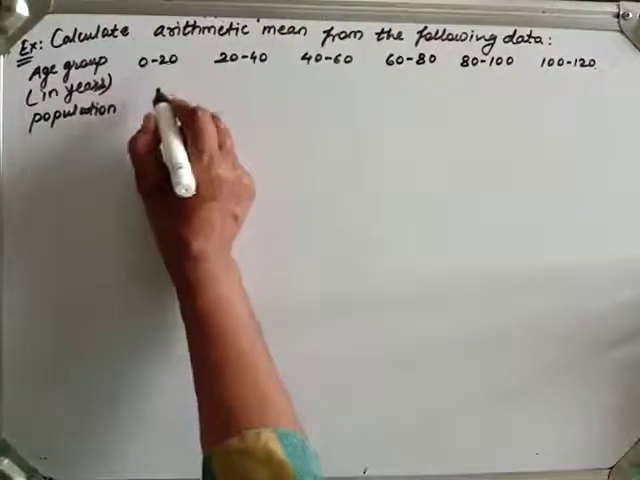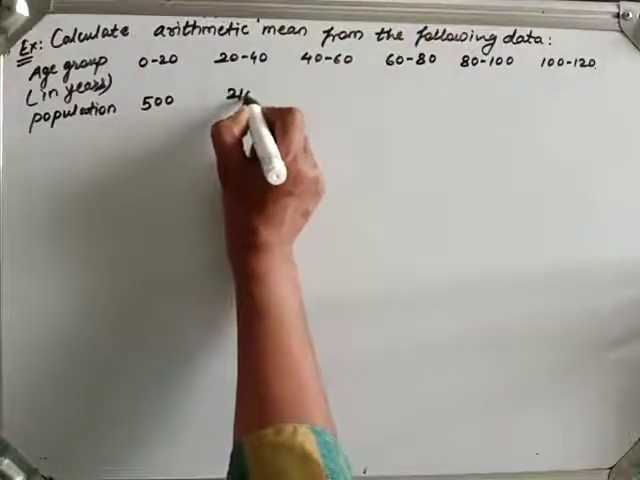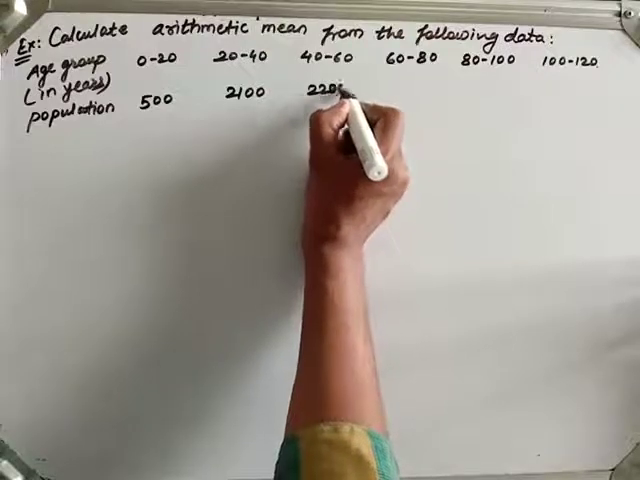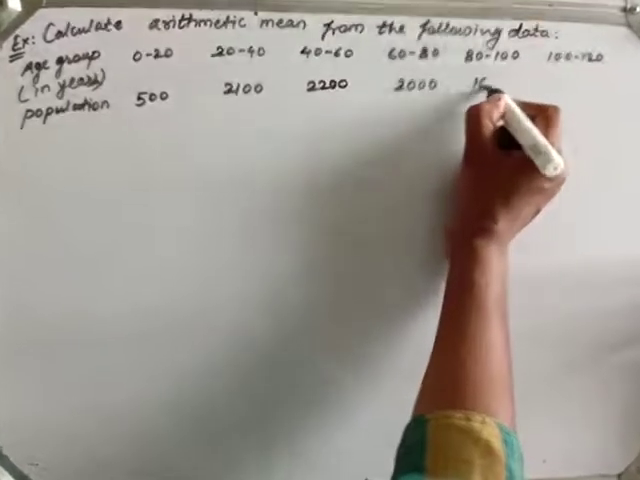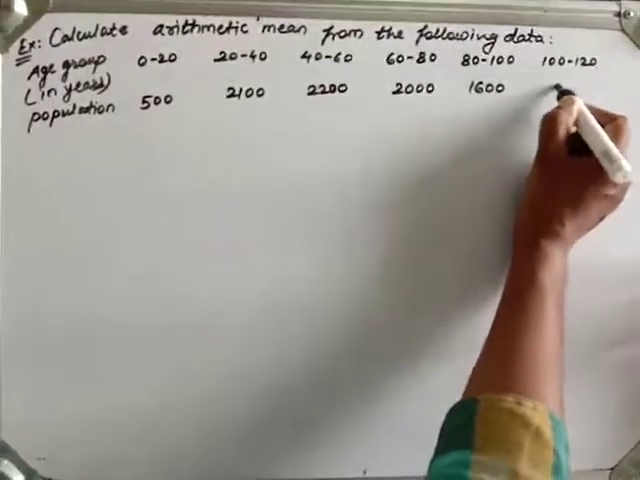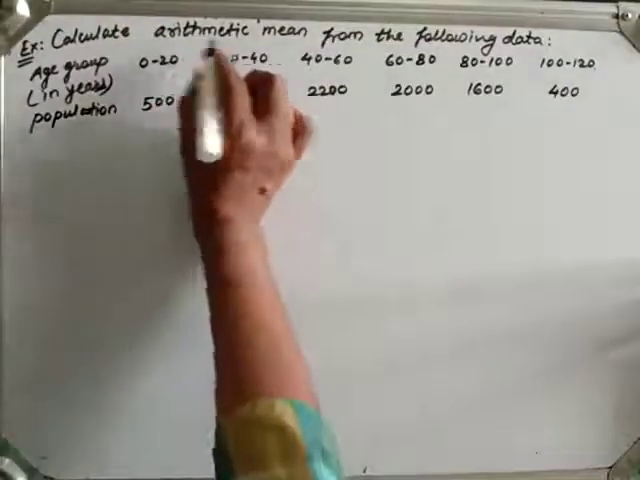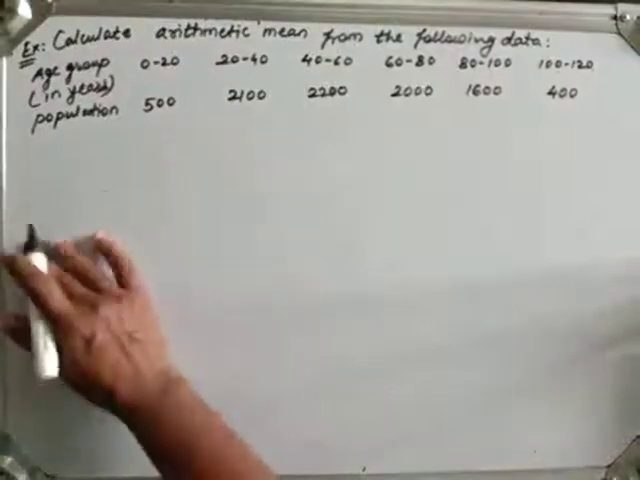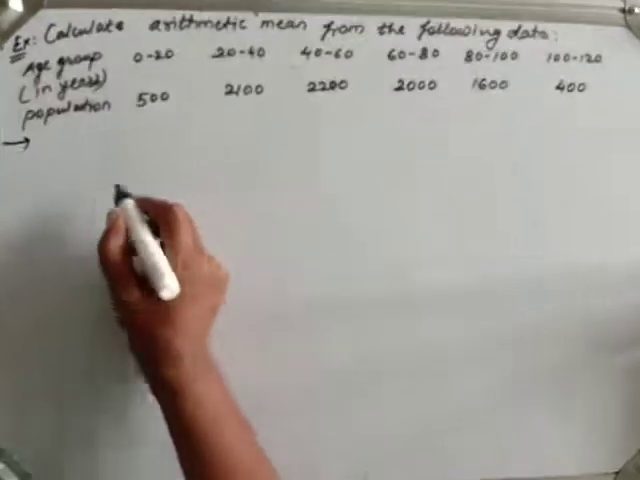Between 0 to 20, what is the population? Suppose 500. Here it is 2100. It is 2200. Suppose here 2000. Here 1600, and 400. Now we have to determine arithmetic mean for this data. These are much bigger values than our usual values, so here let me use step deviation method.